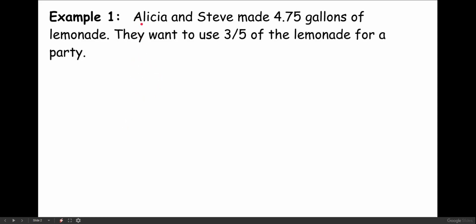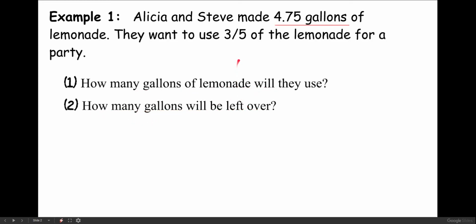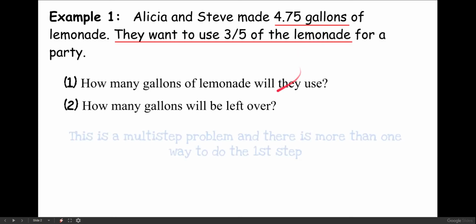Example 1: Alicia and Steve made 4.75 gallons of lemonade. They want to use 3/5 of the lemonade for a party. So, how many gallons of lemonade will they use, and how many gallons will be left over? Well, here's the information they give us.